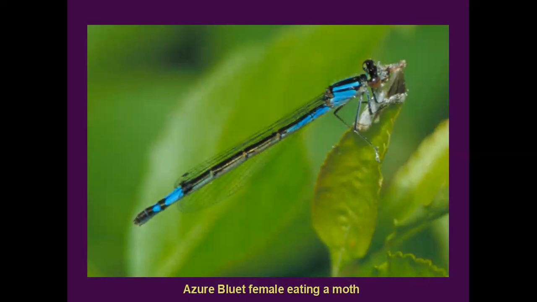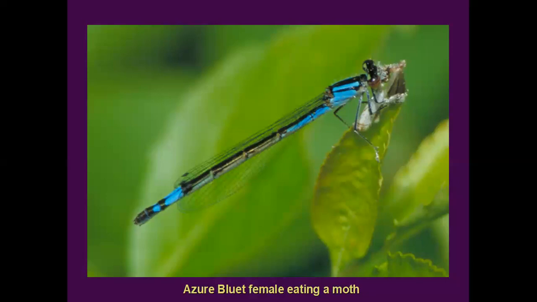Odonata are predators both as larvae and as adults, and they eat pretty much anything they can catch. So here we have an azure bluet female chowing down on a small moth, a veneer, I believe, and they can eat prey their own size and even larger at times. So their jaws are quite strong. And odonata is actually Greek for the toothed ones, with a reference to their mouthpieces, and they have strong jaws.